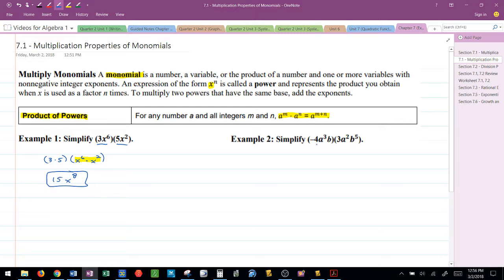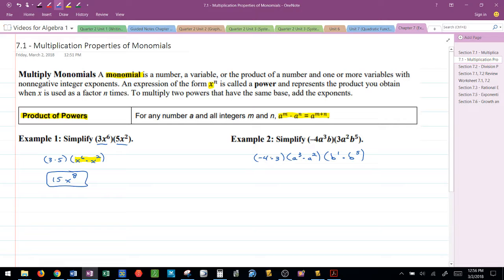Okay, take a look at the second example. Now I have a monomial times a monomial, but I have multiple pieces here. Look at each piece separately. I have negative 4 times 3 for the numbers. I have a to the 3rd times a to the 2nd for the a's. I have b, which is really b to the 1st, times b to the 5th. Remember, any variable written without a power on it means that it's raised to the first power.